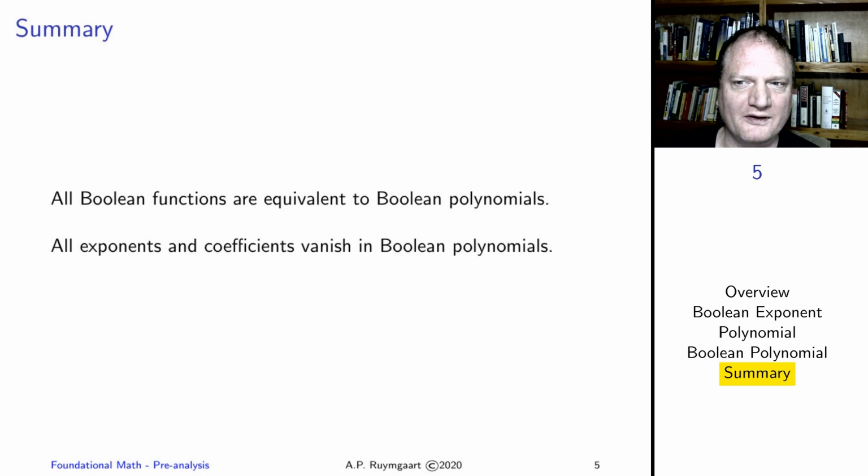We'll wrap up with a brief summary of what we talked about. We showed that all Boolean functions are equivalent to Boolean polynomials, and we saw that because of idempotence in Boolean polynomials, things simplify significantly because all exponents and coefficients vanish.